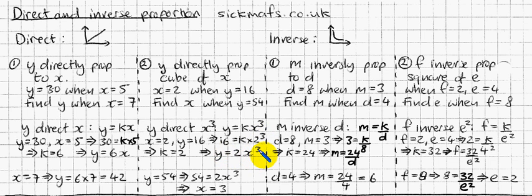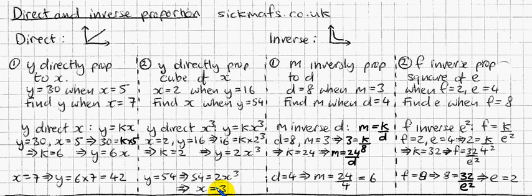As before, they want you to work out one of the letters when they tell you the other letter. This time we're using y equals 54 and finding out what x is. So let's replace the y with a 54 in our formula and try to figure out what x is. So 54 equals 2 times x cubed. That's easily rearranged to figure out that x must be 3.